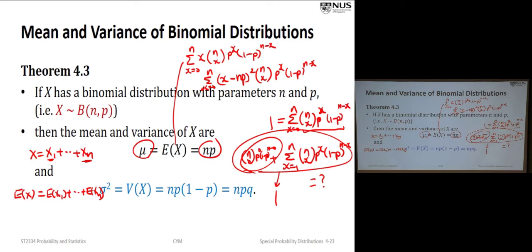P plus p plus p, up to the last one, is still p. How many p's are there? N, no? So it's np. So you see there's another trick. It may not apply to others, but at least for this problem it's np. So the answer is np.